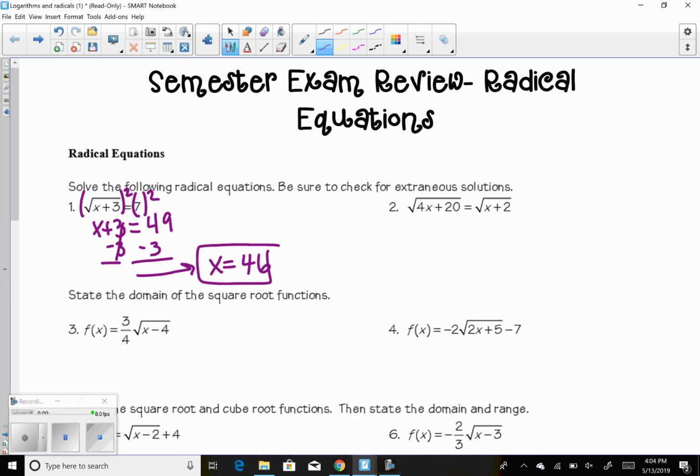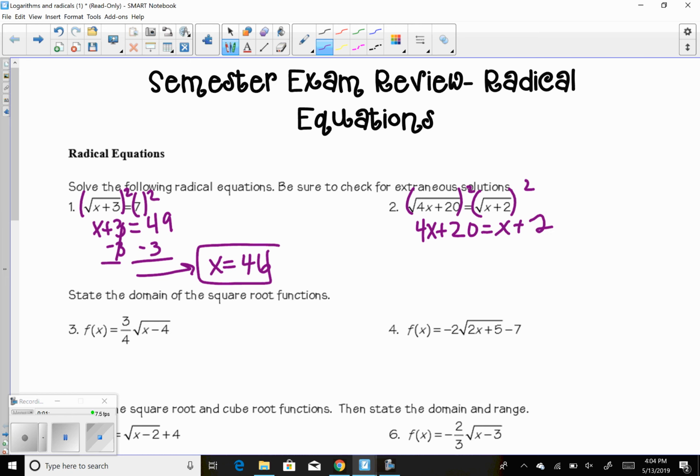So we're good. Okay, so number 2, I have a radical equals a radical. So remember, there's no isolating the radical because there's 2 of them. So you have radical equals radical, and if that's the case, you can just square both sides to make each of those radicals go away. So I end up with 4x plus 20 equals x plus 2.